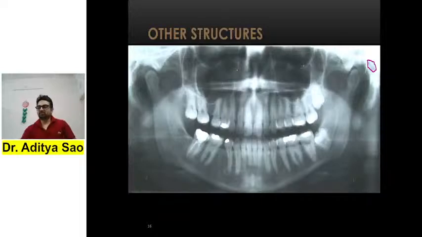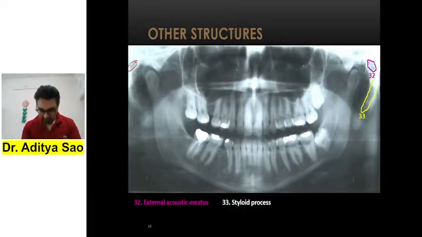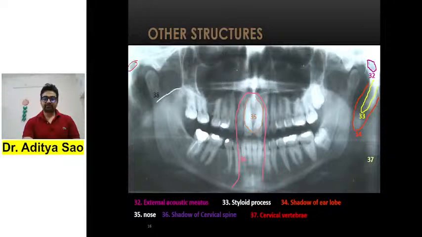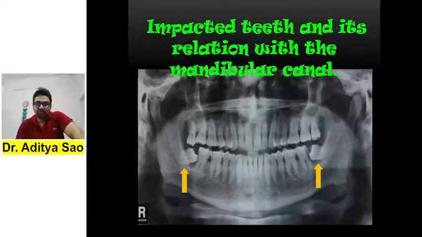What are the other structures? So you can see here that they have marked this area. This is the external auditory meatus. Then this is a styloid process. Now surrounding the styloid process is the shadow of the ear lobe. Next, rest are not important. So these are some of the visuals that we will see.